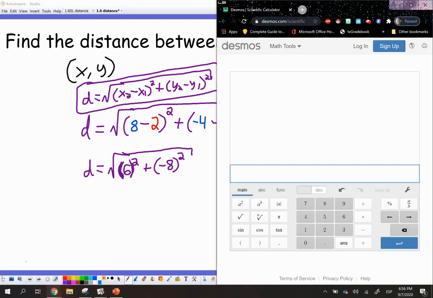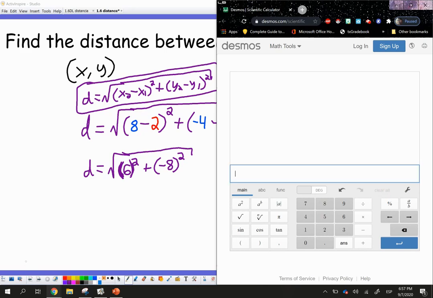So if I put in just negative 8 squared like this, you see that my answer still comes out as negative. That shouldn't happen. Anytime I square a negative number, it should be positive, like this. When I put in parentheses now, my answer is positive.